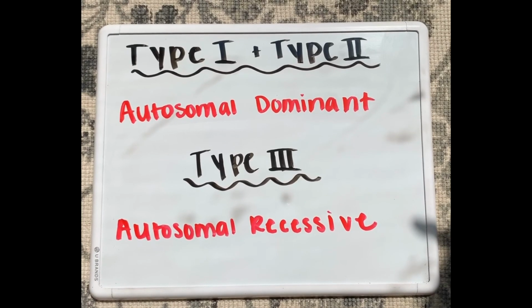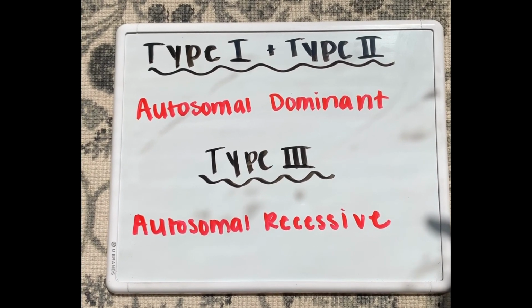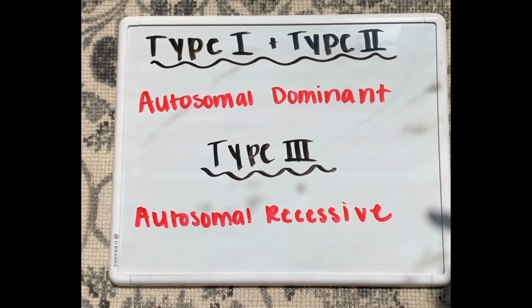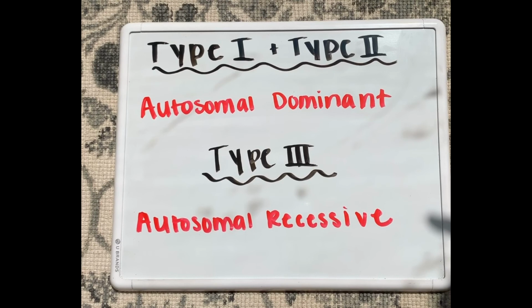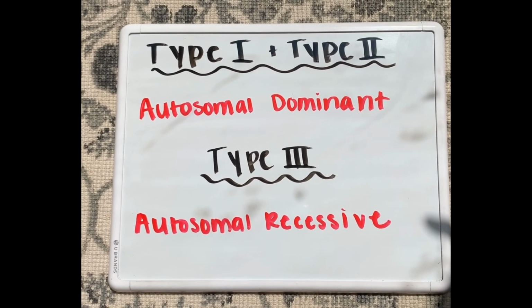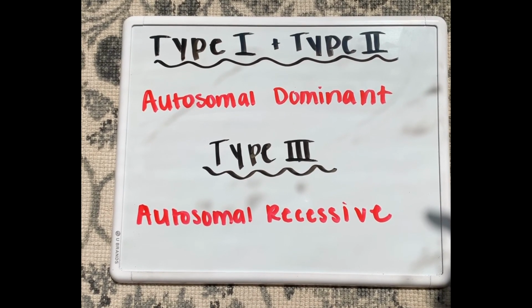In type 1 and type 2 individuals, the disease is inherited in an autosomal dominant manner. This means that the individual with the disease only needs one copy of the dominant gene to phenotypically show the disorder. In type 3, the disease is inherited in an autosomal recessive pattern. This means that the individual affected must have 2 copies of the recessive allele to phenotypically express the disease.